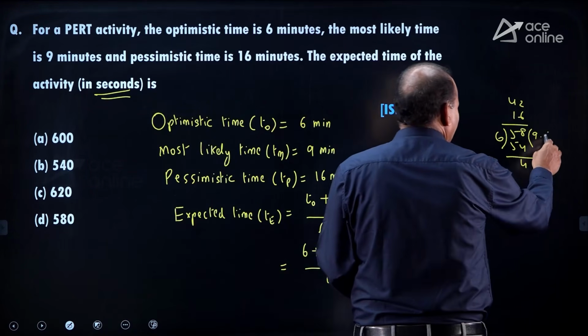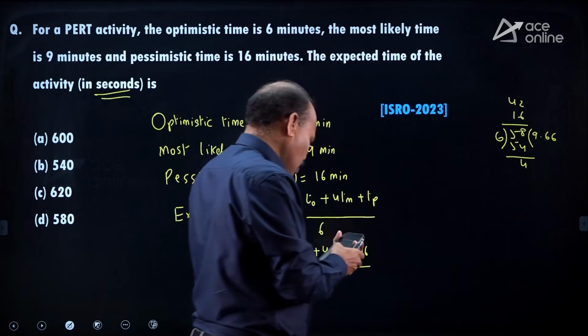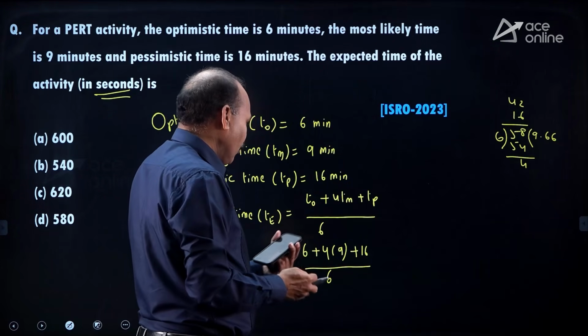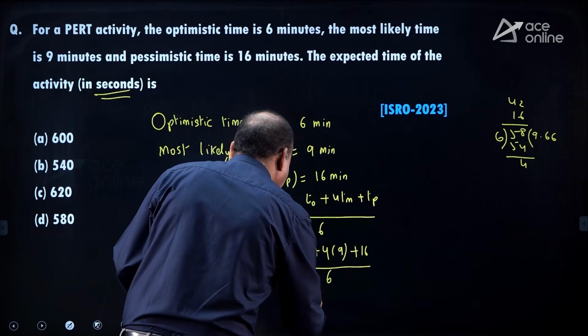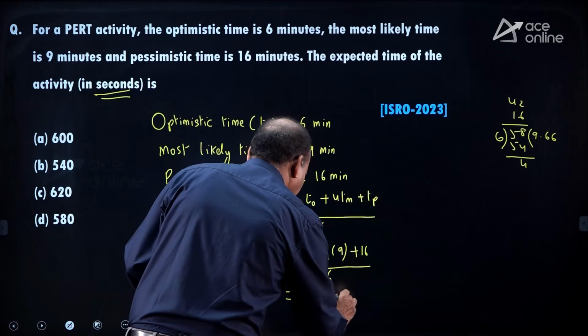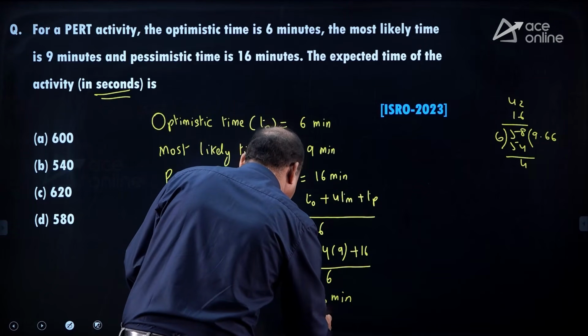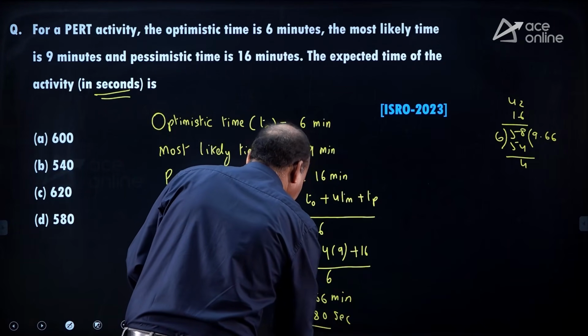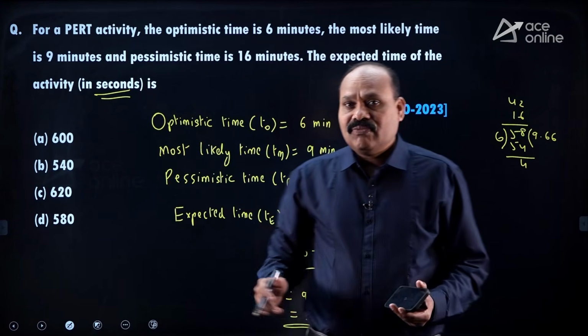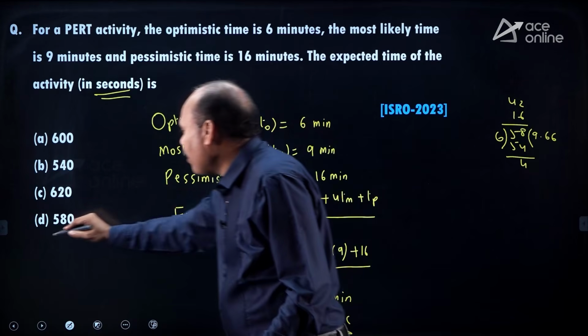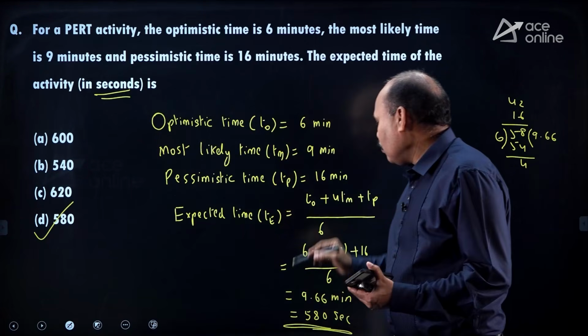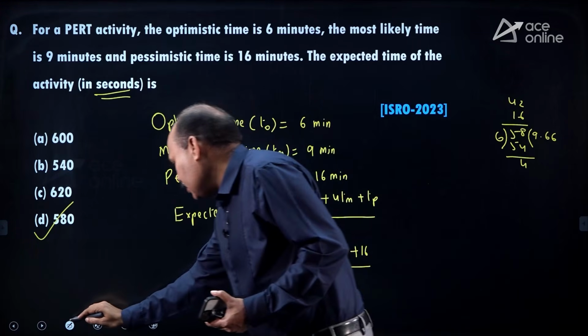This is 9.66. You get 9.66 minutes, and if you multiply with 60, this is equal to 580 seconds. So the answer is 580, Option D. What is important in this? The formula is important.